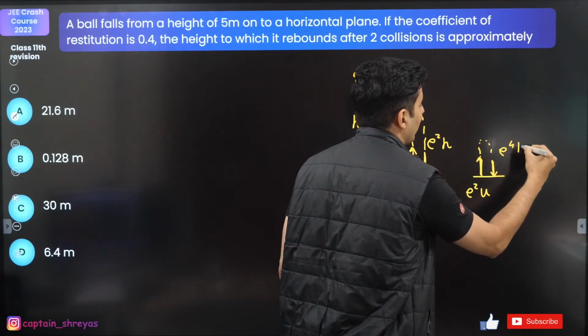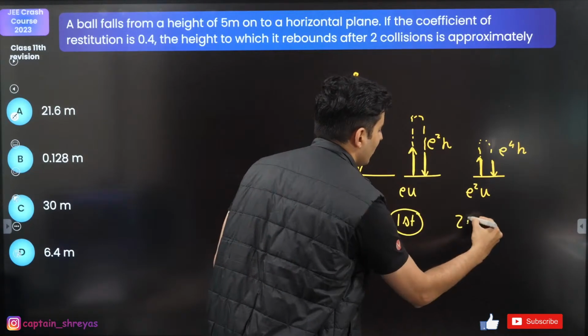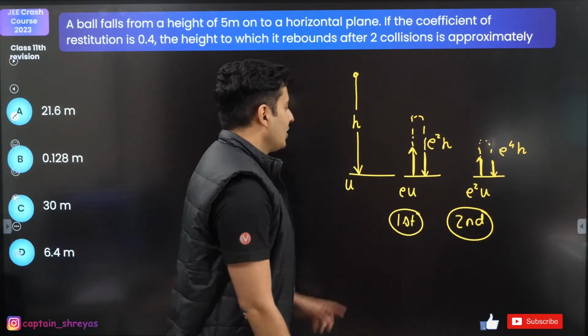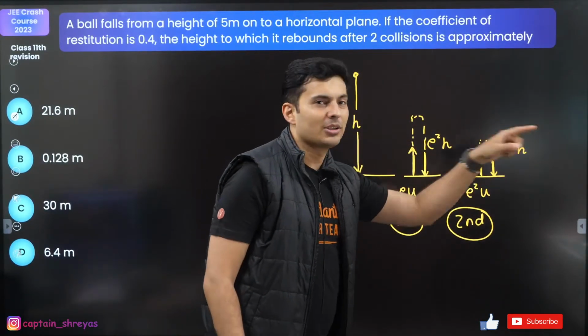This will be e raised to 4h. This is your first collision. This is your second collision. So after the first collision it goes till this height. After the second collision it goes till this height.